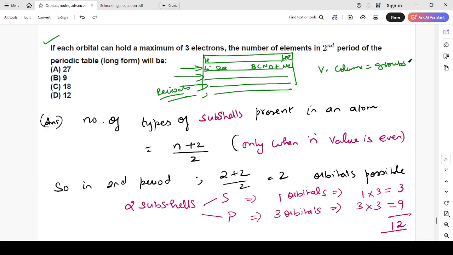They're asking you, if each orbital can hold a maximum of 3 electrons, the number of elements in the second period. Usually, each orbital can take maximum how many electrons? 2 electrons only it can take, isn't it? I think you should have learned all these things because you know electronic configuration. 2 electrons is maximum, but now they are saying if it is going to have 3, then what is the case?